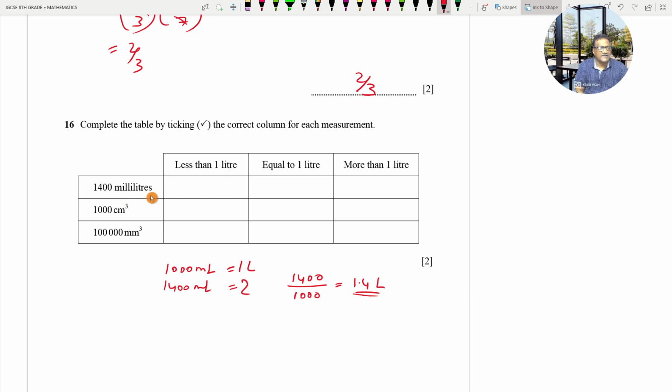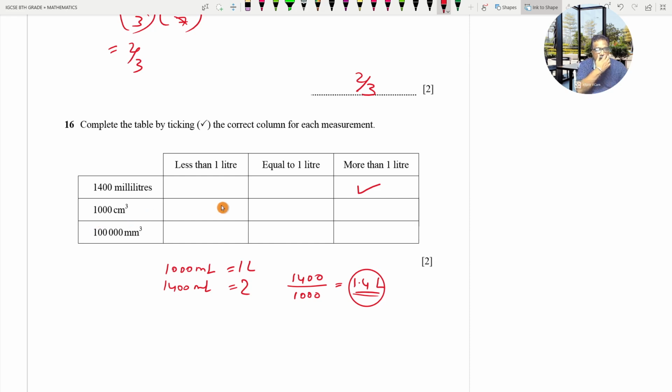Now is 1400 ml less than 1 liter? No, it is 1.4 liter. So this is not correct. Equal to 1 liter? No, that is also incorrect. More than 1 liter? Yes, more than 1 liter is correct. So you have to put the tick mark at the correct column. Okay, so more than 1 liter is correct.